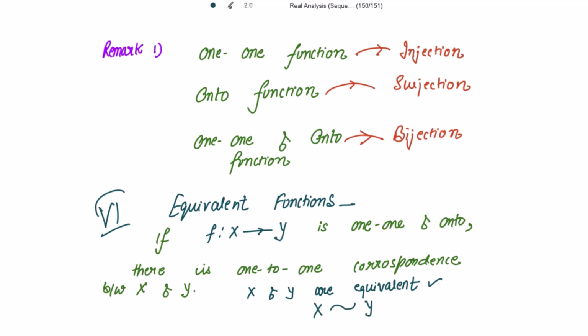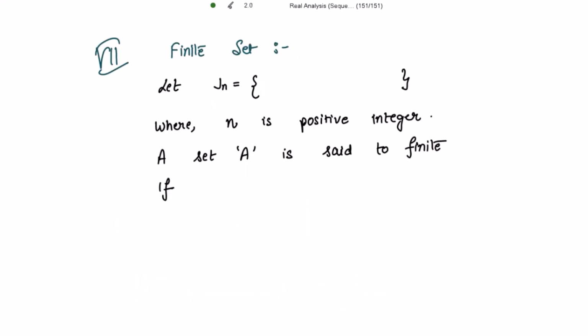Next is finite and infinite sets. Let me consider Jn to be the set of natural numbers 1, 2, 3, 4 up to n, where n is a positive integer. A set A is said to be finite if there is a 1-to-1 correspondence between A and Jn. Or if A is empty; an empty set is a finite set.